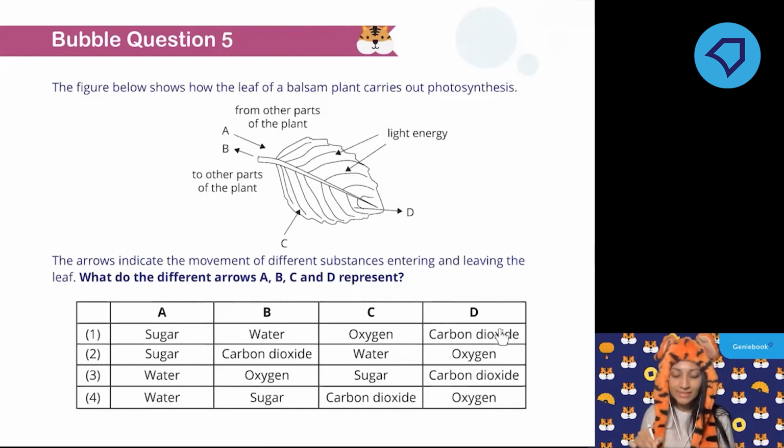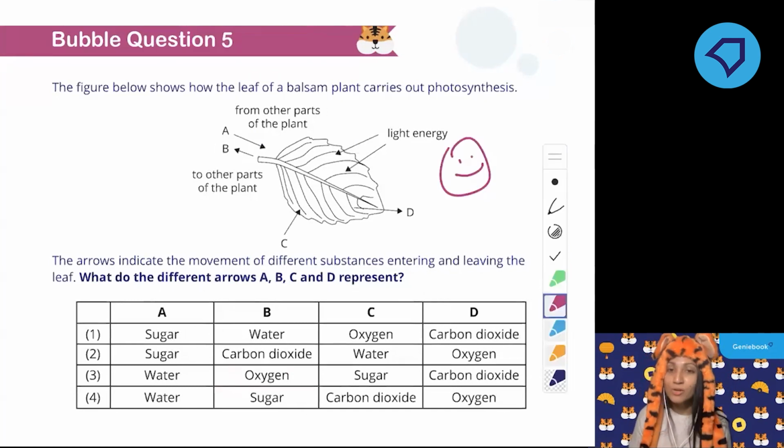So you have A, B, C, D. Is it sugar? Is it water? Is it oxygen? Is it carbon dioxide? Is this a very difficult question? Why become 75% now? Okay, look. The answer should be number 4, right? Why is it number 4?